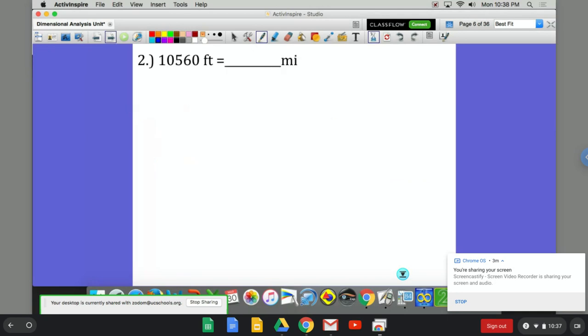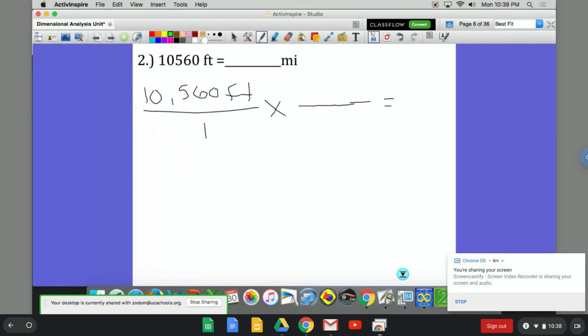Now, this time, we don't have the steps there for us, but once again, we're always going to take the measurement we are given, 10,560 feet, and we're going to write it over 1. And we're going to times that by something in order to get miles. Now, you should know from the chart that there are 5,280 feet in 1 mile, but we don't just get to put that stuff wherever we want it. We've got to put our units where our feet will cancel so we can end up with miles.